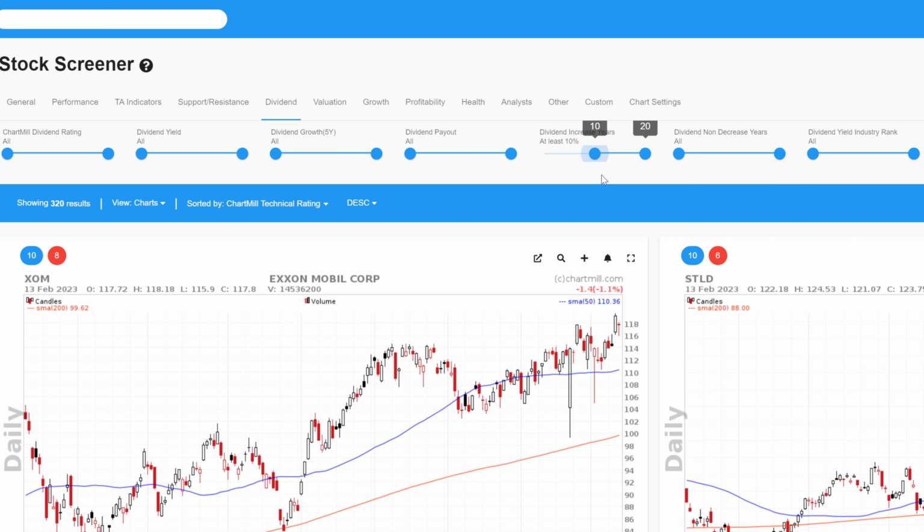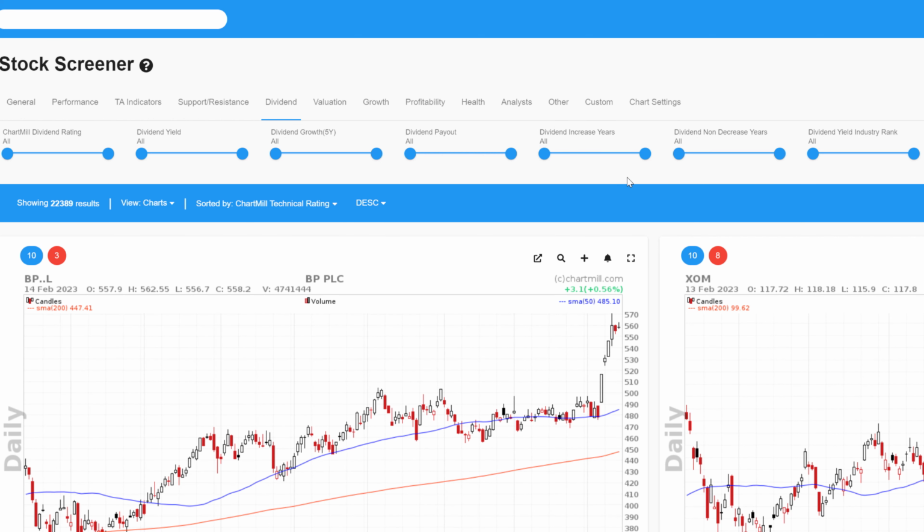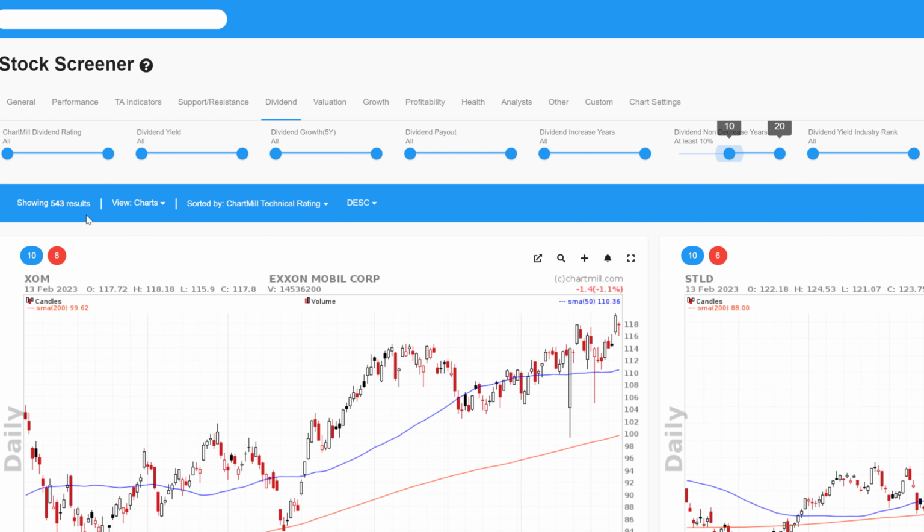And then the dividend non-decrease years. As explained, the previous filter is quite strict and filters out all stocks whose dividends are not explicitly increased year after year. However, if you also want to see the stocks whose dividends stay the same year after year, then you are better off using this filter. The number of stocks will be considerably higher with this filter because in this case also a constant dividend is accepted by the screener.